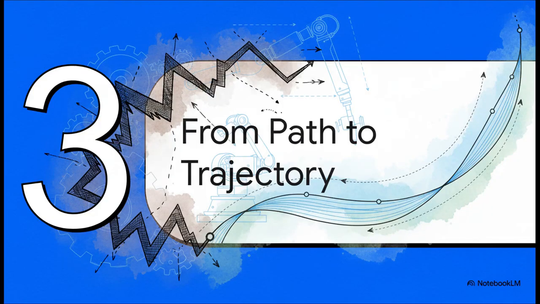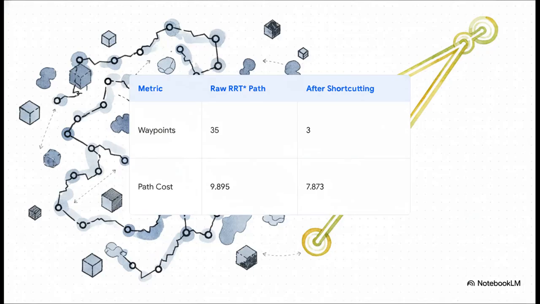And that brings us right to our next section. We've got this raw, kind of clunky path. Now we need to refine it, smooth it out, and turn it into something a real robot can actually follow, a timed trajectory. So how do we get from 35 waypoints down to something sane? With a beautifully simple trick called shortcutting.